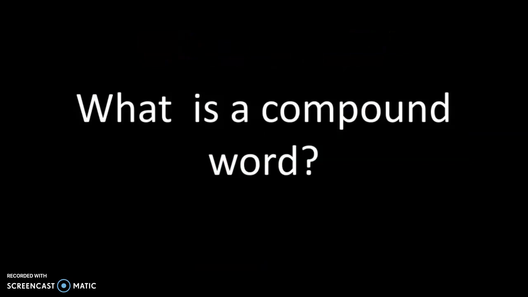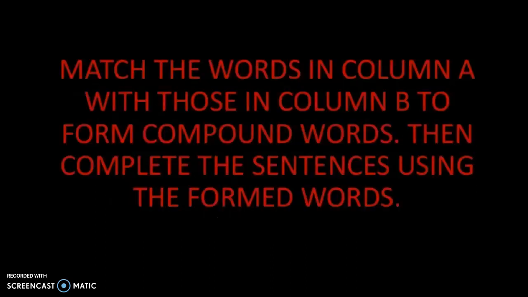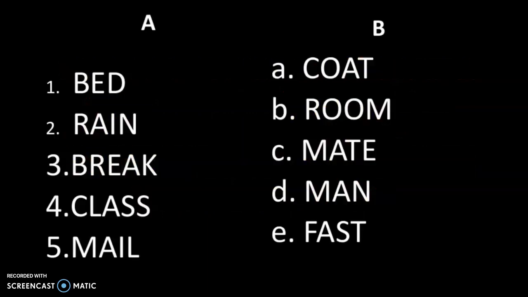What is a compound word? A compound word is made up of two words put together to form a new word with different meaning. Match the words in column A with those in column B to form compound words. Then complete the sentences using the formed words.